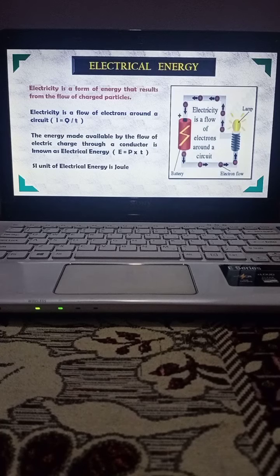As electrons flow in a circuit from one terminal to another terminal, we can say that the energy made available by the flow of electric charge through a conductor is known as electrical energy. And electrical energy can also be represented with the help of the formula E is equal to P into T. E means electrical energy, P represents power, and T is time. And the SI unit of electrical energy is joule.